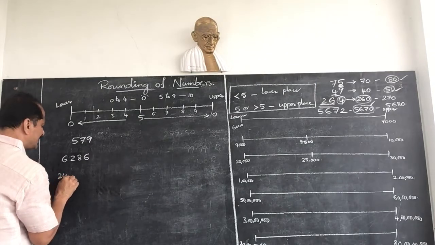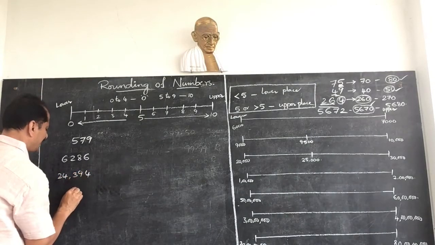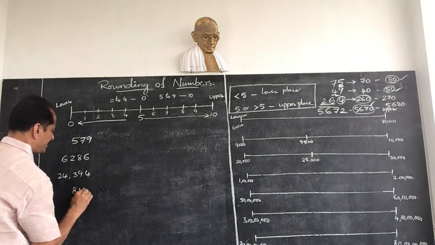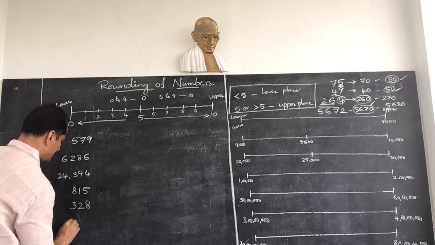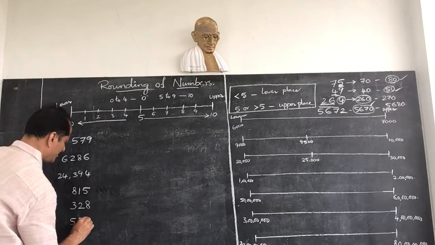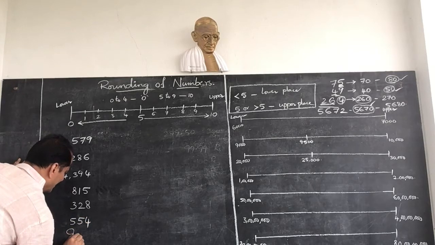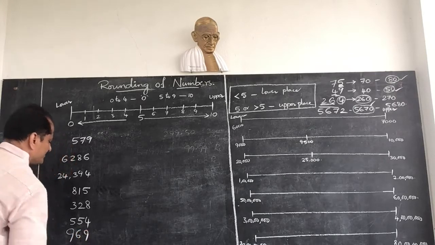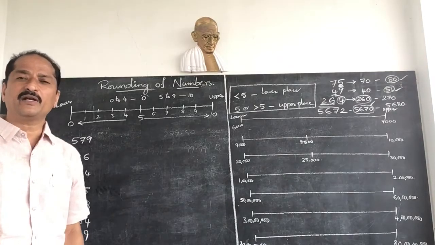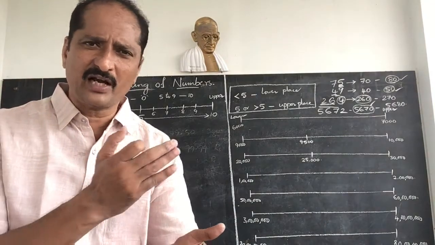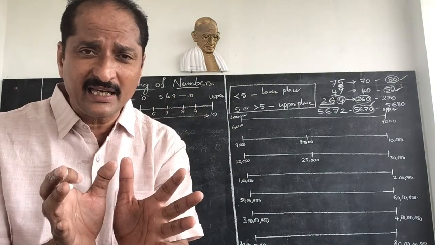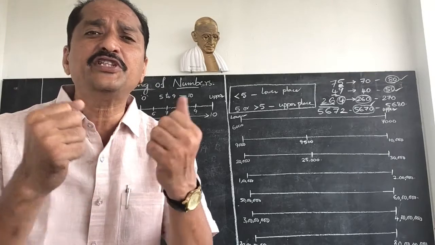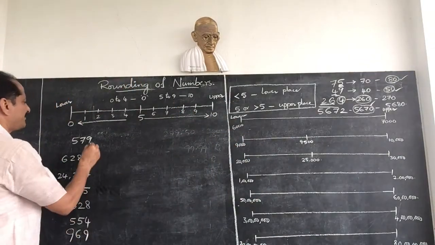So, 24,394, 815, 328, 554, 919, 969. Now observe carefully. All these numbers should be rounded to the nearest hundreds place. Now we have done tens place, now hundreds place. That means first of all you have to see that the given number is in between which two hundreds. See, 579.